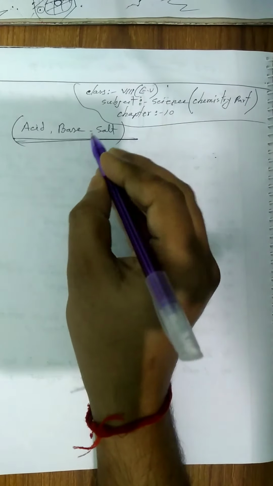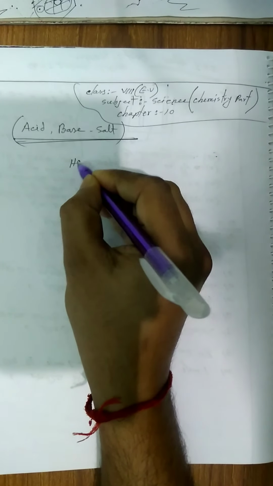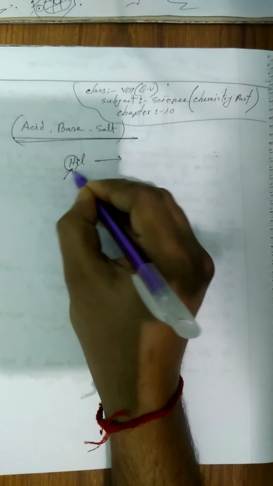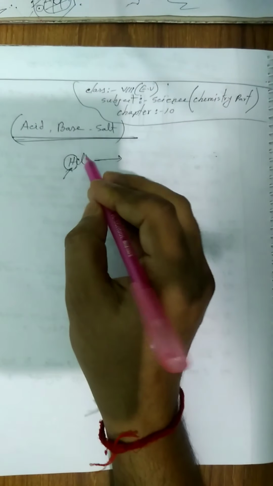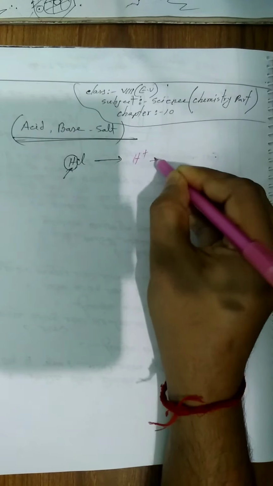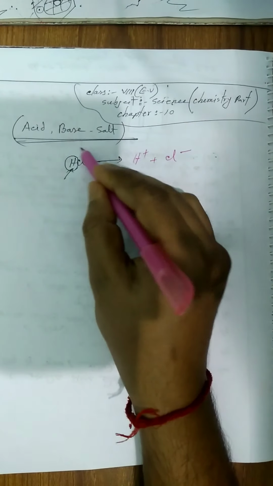So what is acid? The substance that has substitutable hydrogen and produces hydrogen ion in aqueous solution is called acid. That means, suppose a compound has a substitutable hydrogen atom and produces H plus ion in aqueous solution and forms salt with metal. That is why this compound is an acid.